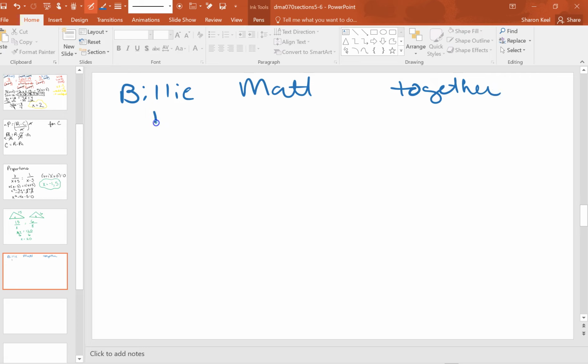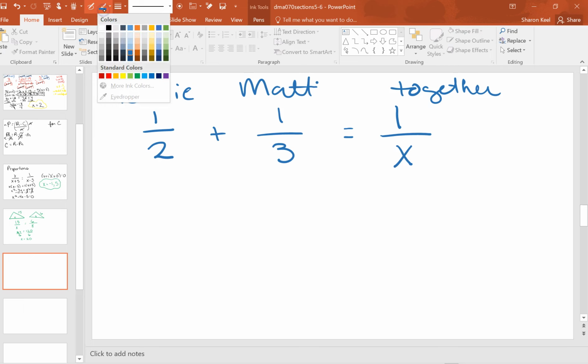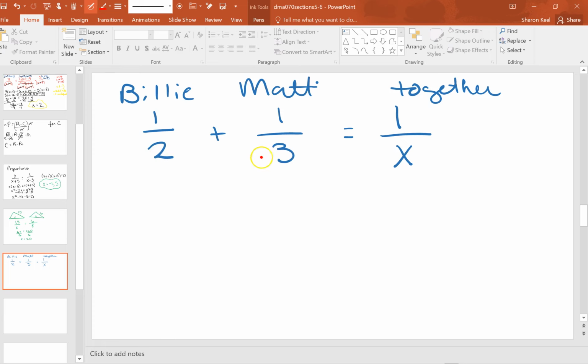So we have Billy, we have Matt, and we have how long it takes them to work together. Billy can wax one SUV in 2 hours, Matt can wax the SUV in 3 hours, and together they can wax one SUV in x, an unknown amount of time. So this goes back to what we just did in the previous section. We need to find a least common denominator. We have a 2, a 3, and an x. So our least common multiple would be 2 times 3 is 6 and x.